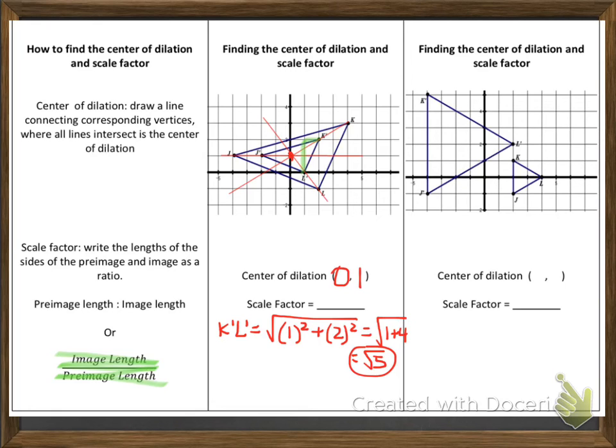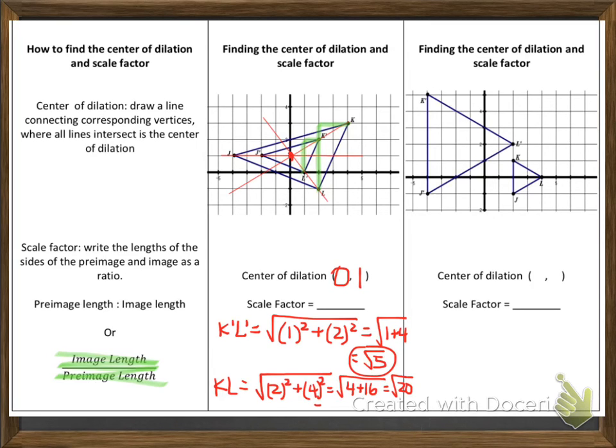I'm going to do the same thing for KL. So I look at the rise and run of KL. I have a run of 2, a rise of 4. So I plug that into my distance formula. 2 squared plus 4 squared. And I get square root of 20.